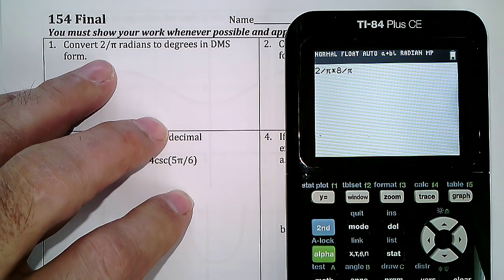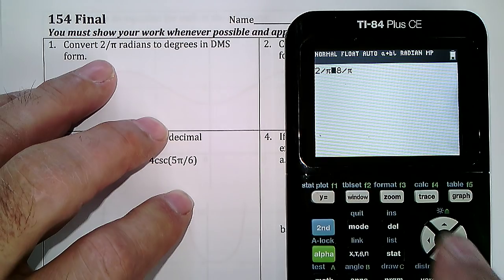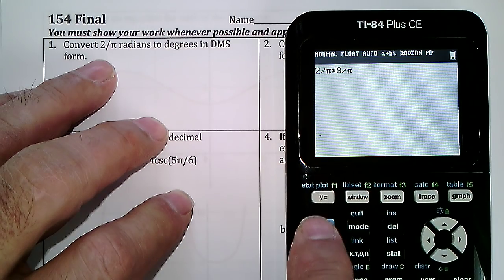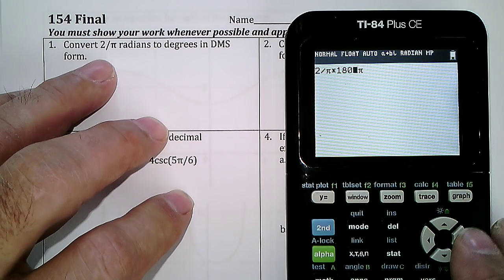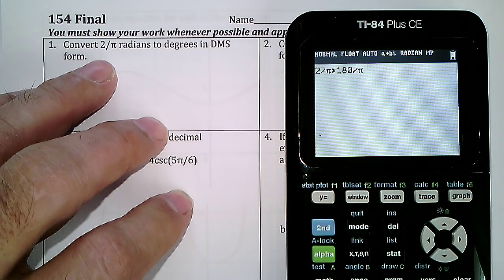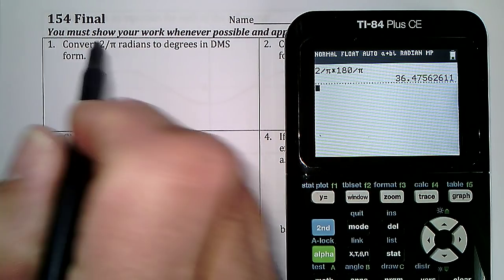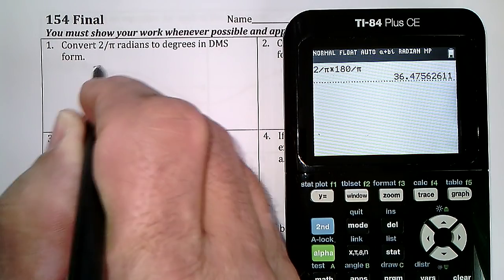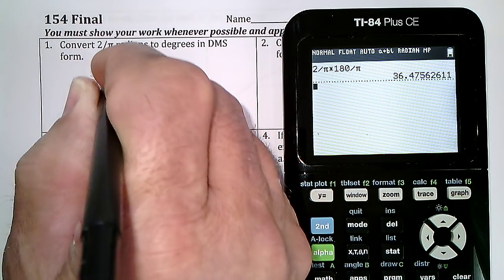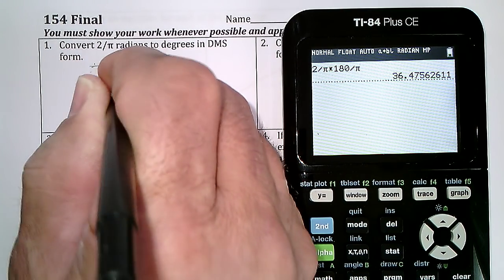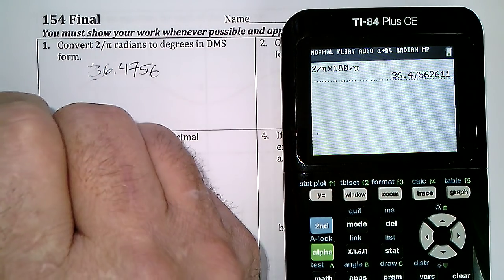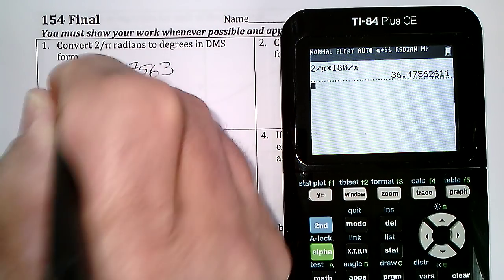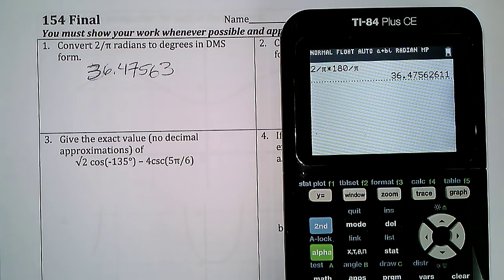Oop, what happened there? We'll insert 1, 8 times 180 divided by pi. And it's 36 degrees, 0.4756. Carry out quite a few decimal places there.